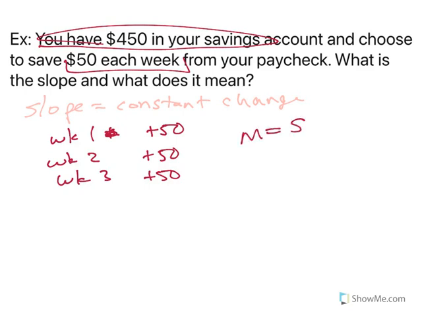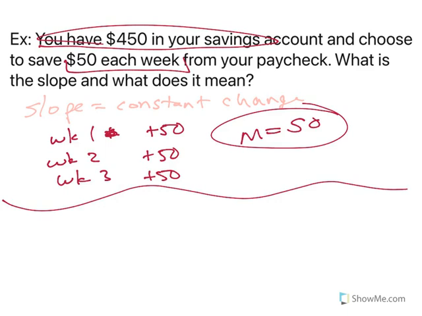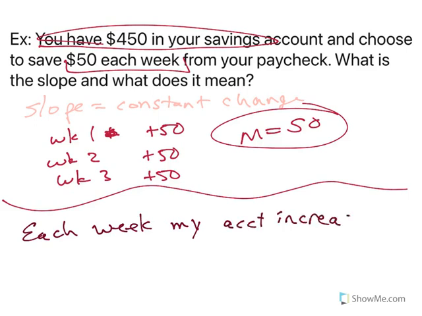That means the slope is 50. Now, what does that mean? That means each week my account increases by $50. Our time period, right? Change over time. Each week, that 50, we have a $50 increase. And I know it's an increase because we're saving it. So that means my account balance is going up. And that's interpreting slope as a rate of change.